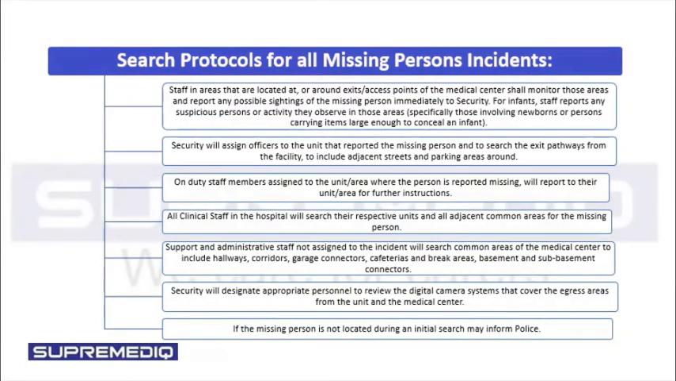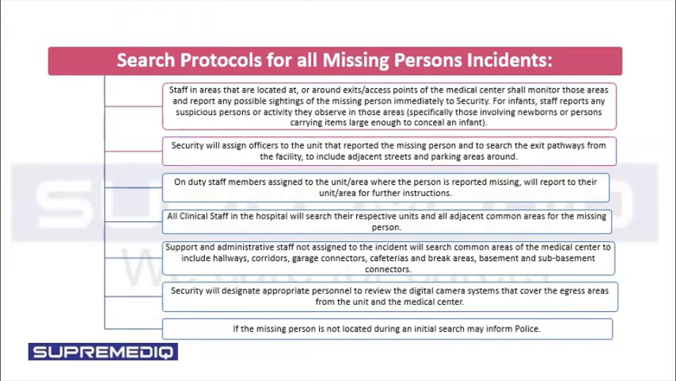Search protocols for all missing persons incidents. Staff in areas that are located at or around exits and access points of the medical center shall monitor those areas and report any possible sightings of the missing person immediately to security. For infants, staff report any suspicious persons or activity they observe in those areas, specifically those involving newborns or persons carrying items large enough to conceal an infant.